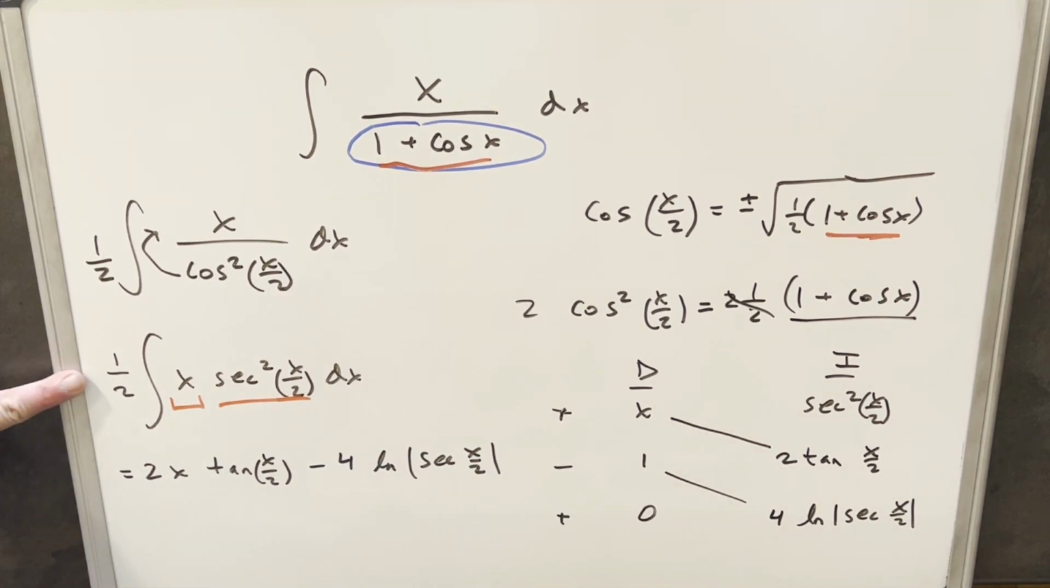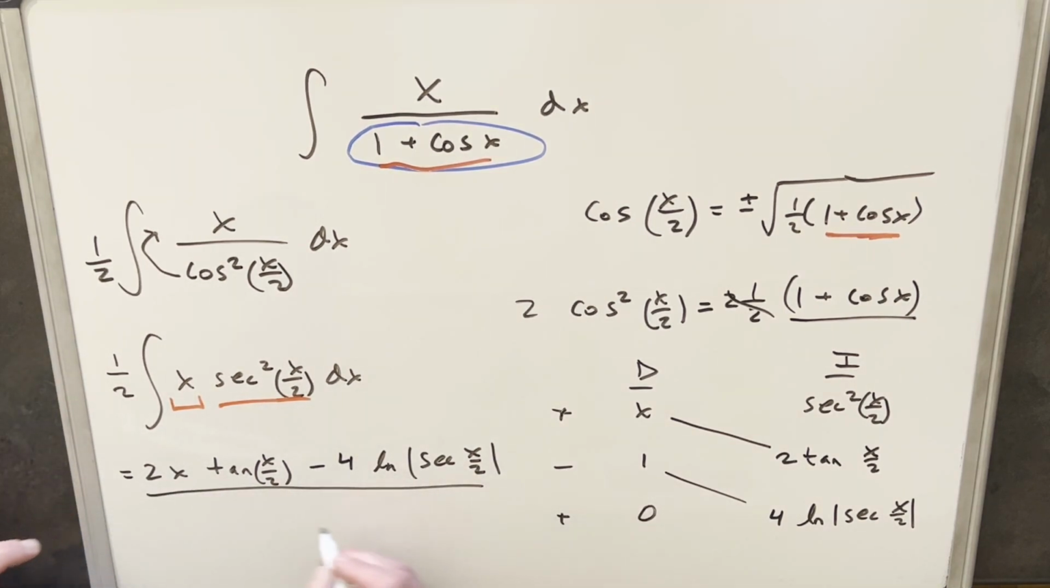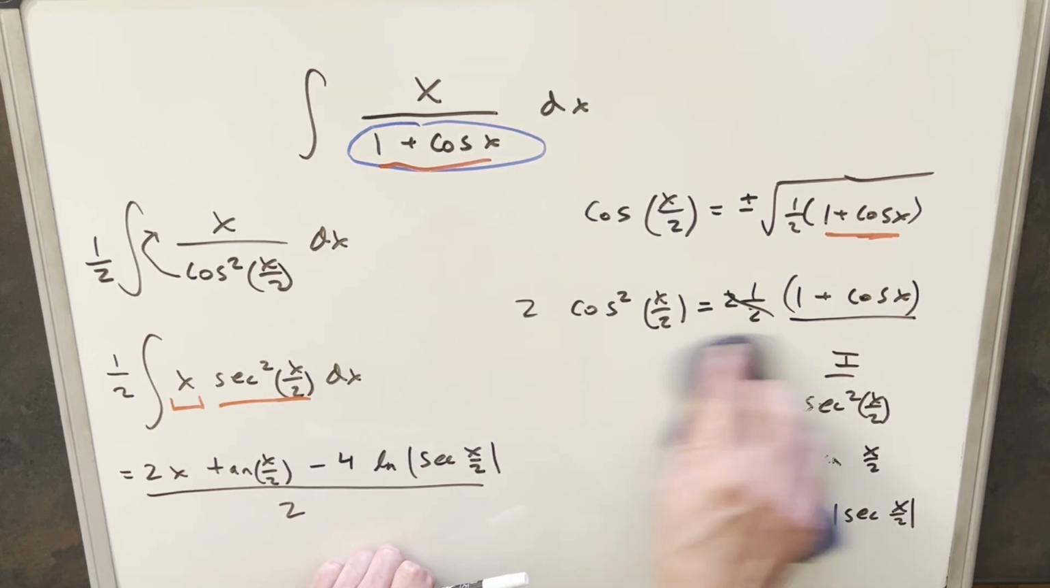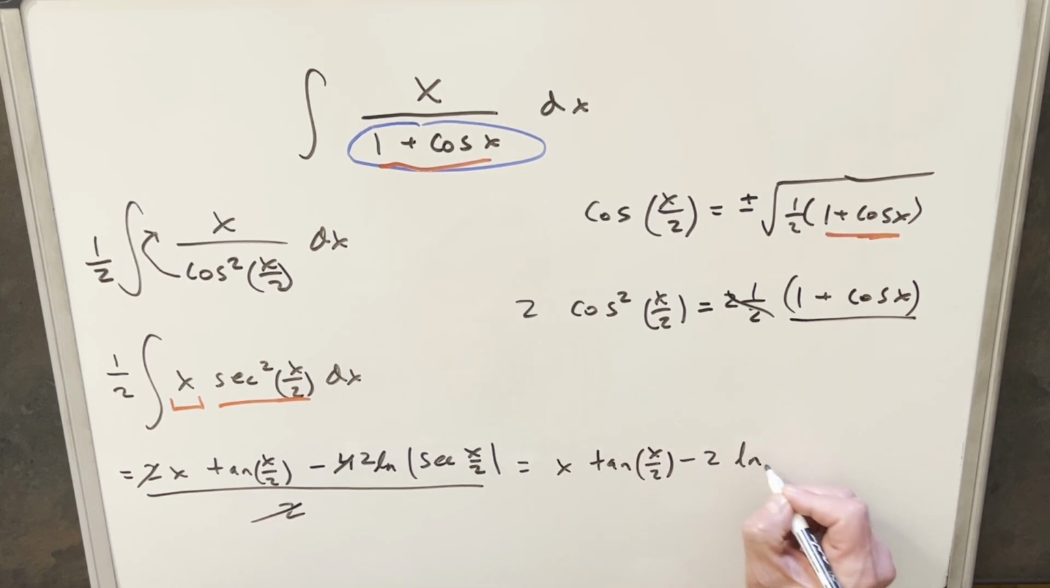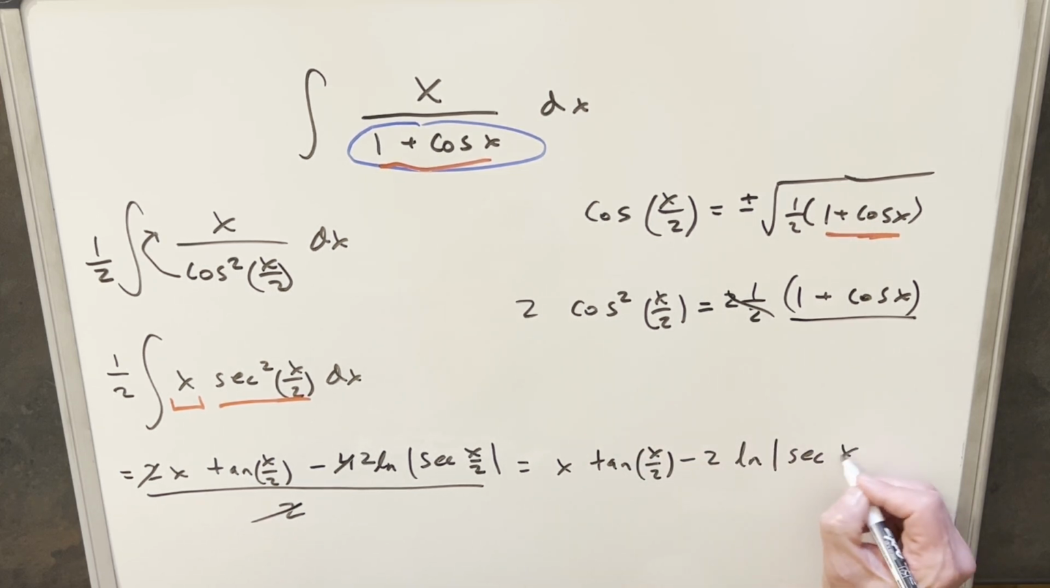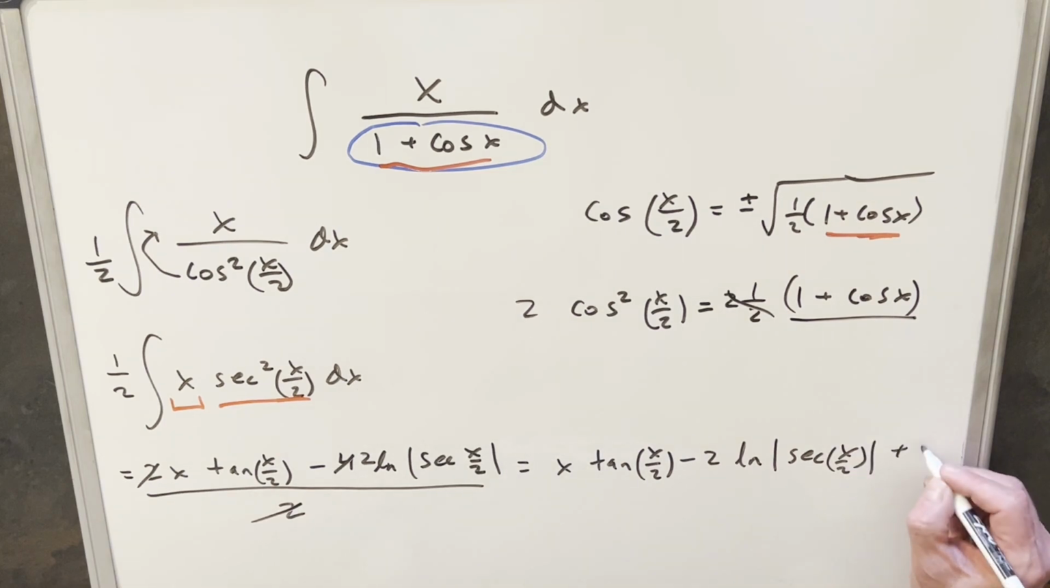But don't forget that we have this 1/2 in front, so I'll put this in the denominator and write it all over 2. Then we'll do some quick simplification. I can cancel 2 with 2 here, but then I have to divide by 2 here, so this is going to become a 2. So for my final solution, we're going to have x tan x over 2 minus 2 natural log absolute value secant x over 2, plus c, and that's it.